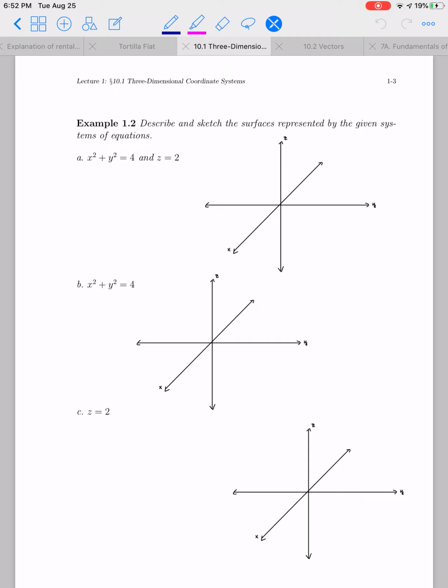Describe and sketch the surfaces represented by the given systems of equations. So we'll start with part A. x squared plus y squared equals 4 and z equals 2.